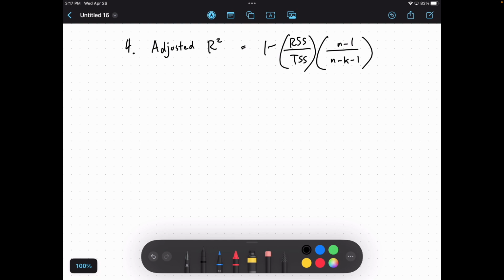Is it not going to change if you increase the sample size and keep the number of parameters the same? Yeah, well, that's a different effect, but yes, adjusted R squared also thinks about how much data I have.